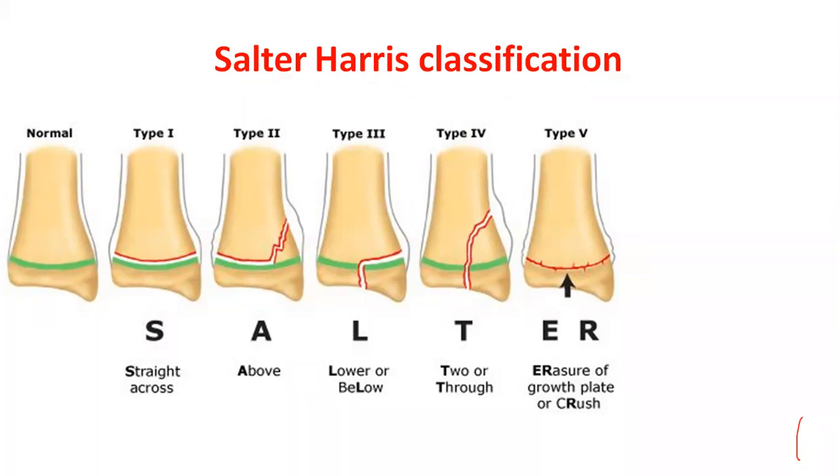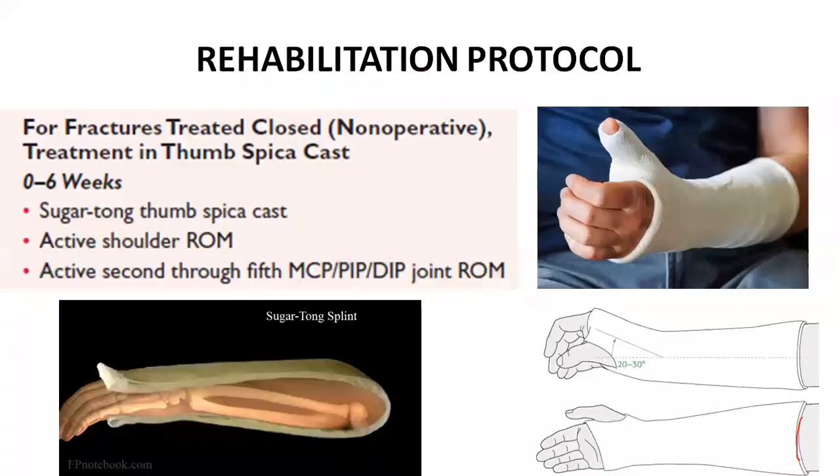Usually, when there is narrowing of the growth plate on the radiograph, that specifically means there is some Salter-Harris type 5 fracture. Because if we look at this type 5 fracture, usually there is no such growth plate, and the growth plate has been disrupted. So the radial fracture can be classified into type 1, type 2, type 3, up to type 5.